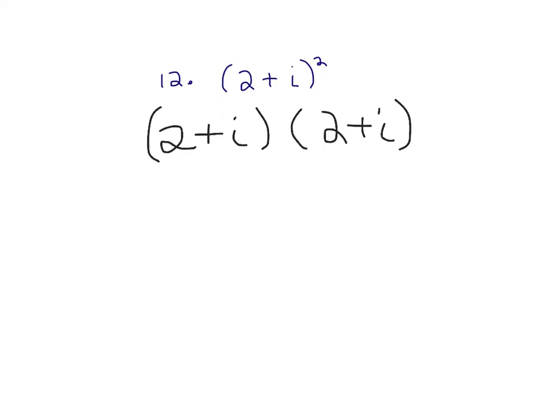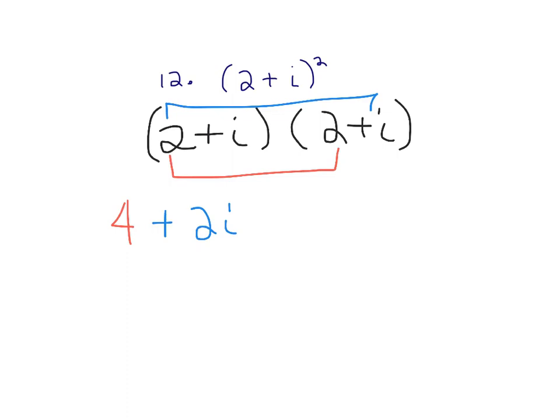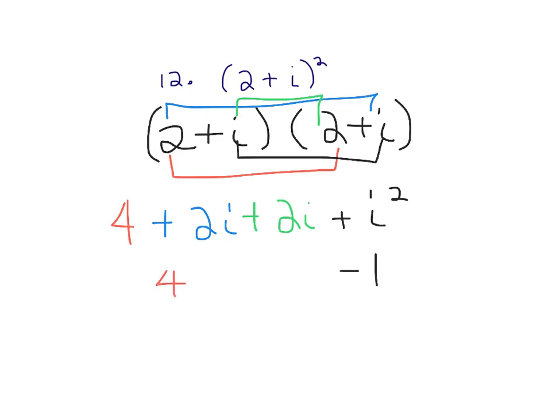First gives me 4. Outside gives me 2i. Inside gives me 2i. And last gives me i squared. Again, I'm going to replace i squared with -1. Rewrite the 4, group the two middle i's to 4i. And now I can group the red and the black. 4 minus 1 is 3, plus the 4i.